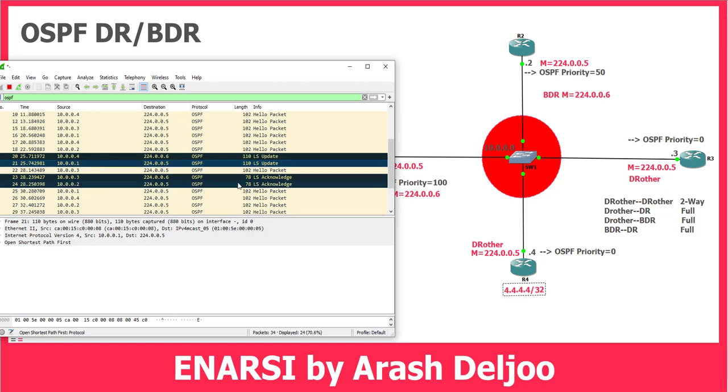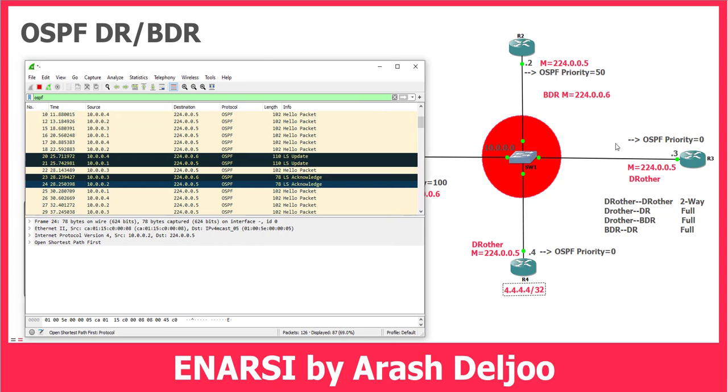And after that, all routers, excluding router 4, should send the acknowledgement. As you can see here, the acknowledgement of router 3 is sent to 224.0.0.6, and the acknowledgement of router 2 is sent to 224.0.0.5. This means the BDR is sending its acknowledgement to 224.0.0.5, the all OSPF routers address, and also the DRother is sending to the DR and BDR. That's it.